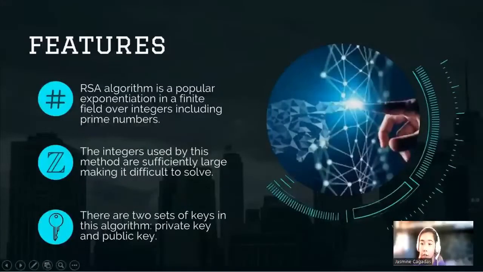So what are the key features of this algorithm? The first one is that this algorithm is very popular. It's a very popular exponentiation in a finite field over integers, including prime numbers. The second one is that the integers used by these methods are sufficiently large, making it difficult to solve. As I said earlier, the 2 prime numbers used are like hundreds of digits long. And the third one is, of course, there are 2 sets of keys in this algorithm: the private key, which should be kept by the receiver only, and the public key, which everyone can have.